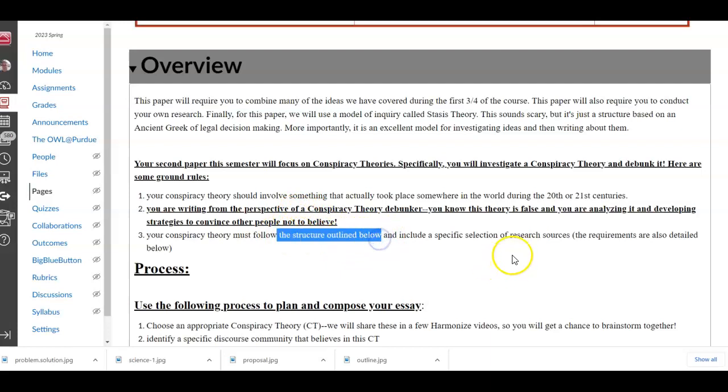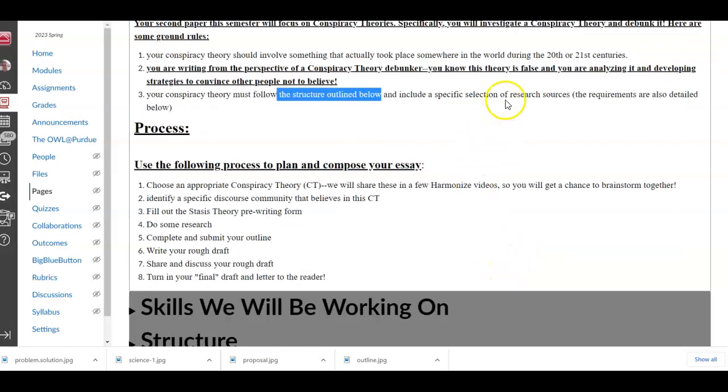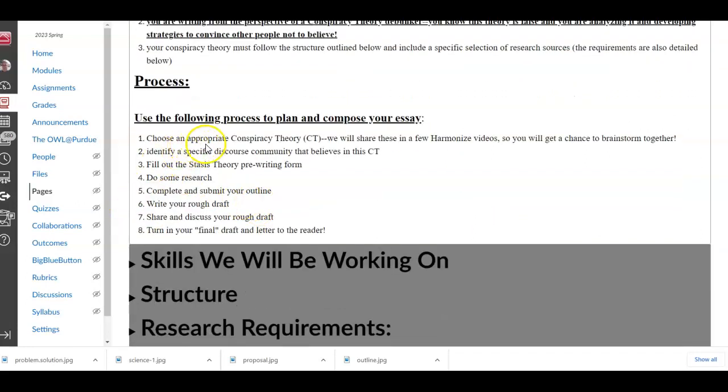And you're going to follow the structure below, right? And use the research sources that I outlined. Okay, so here's the process step by step. 1, choose a conspiracy theory, right? And you will share this on Harmonize, do some brainstorming. You can choose one and then change your mind, but it is useful to decide pretty early what you want to work on. You're going to find a specific discourse community that believes in this conspiracy theory.